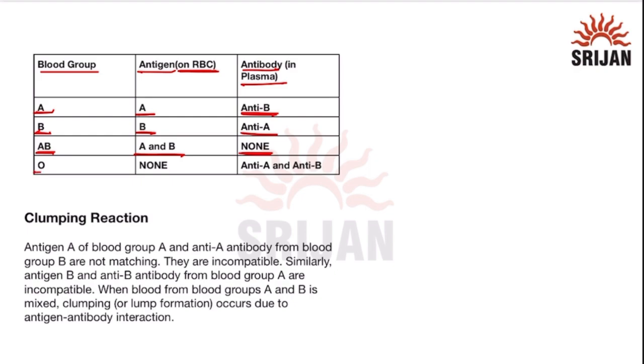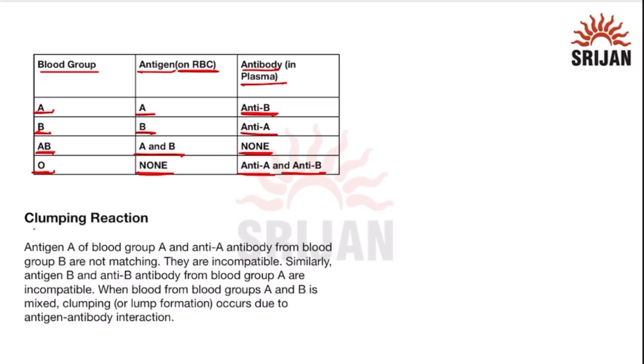And in O blood group, none of the antigen is present, so both the antibodies will be present in the plasma. That is why a person with O blood group cannot receive blood from other donors like A, B and AB, because antibodies of A and B are both present in the blood plasma. So it can only receive blood from a person which has blood group O.